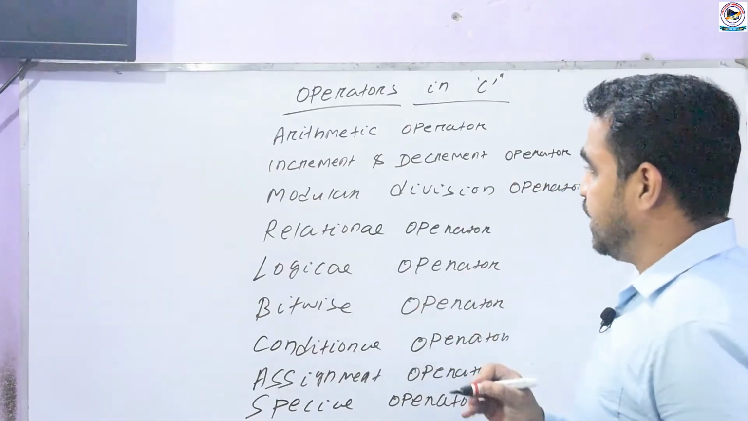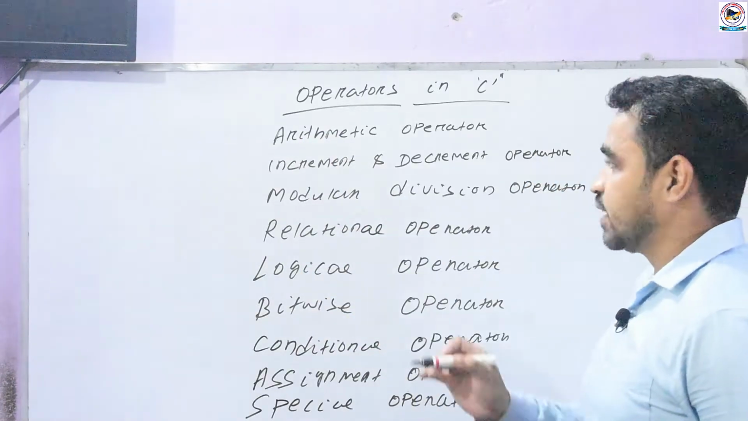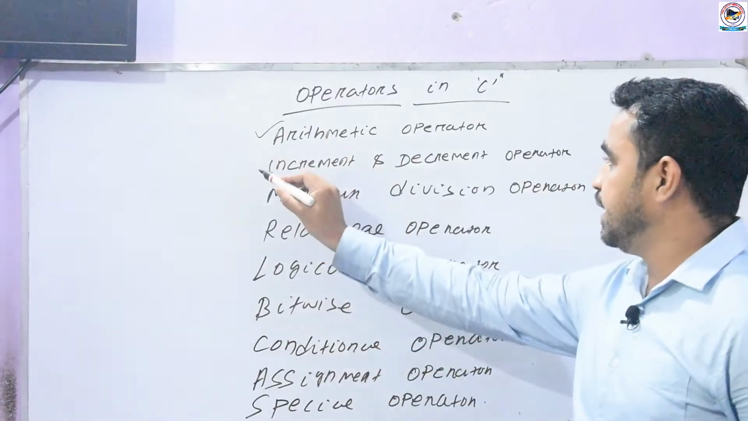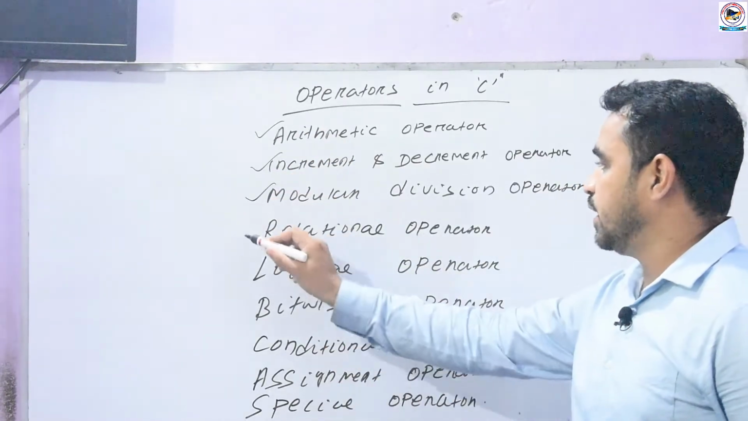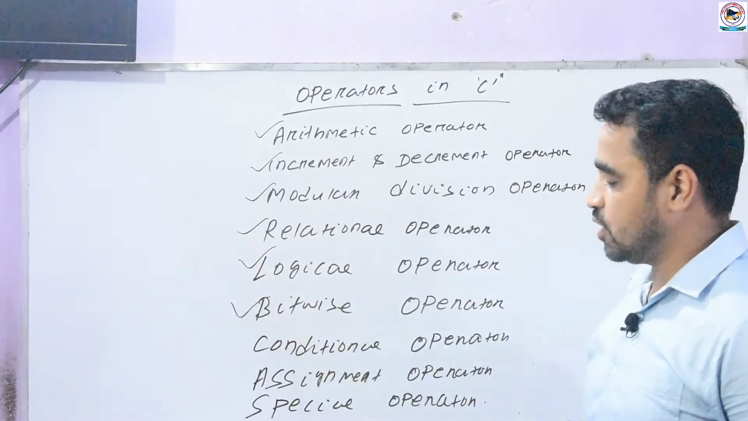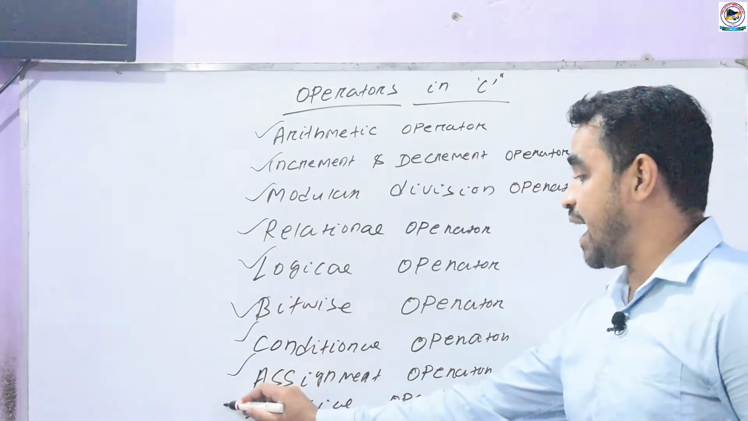In C we use different types of operators. These are arithmetic operator, increment and decrement operator, modulo division operator, relational operator, logical operator, bitwise operator, conditional operator, assignment operator and special operator.